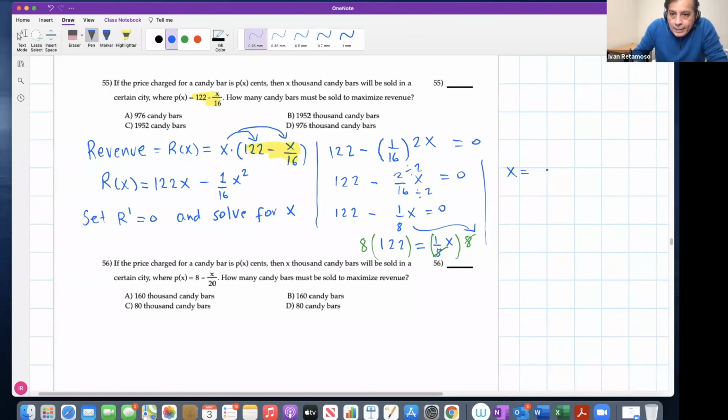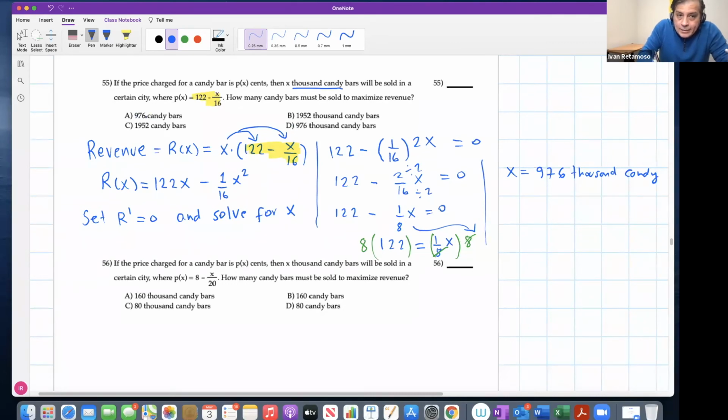Now, be careful, guys, when you attach the units. It's very tempting to think that the units should be candies, but in this particular problem, they are measuring for some reason the number of candies in thousands of candies, right? So follow that. This will be thousands of candy, right? In thousands.